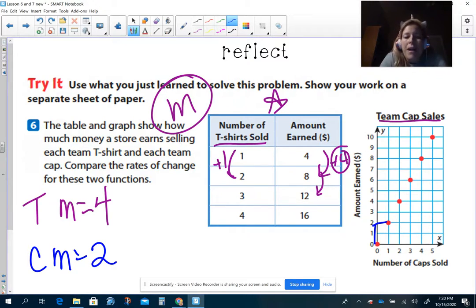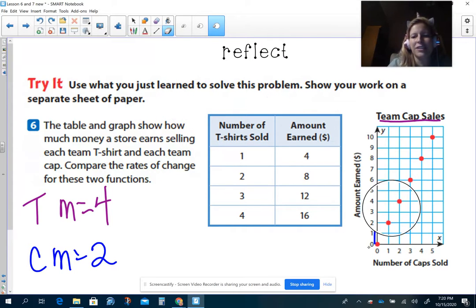So if I want to compare the rates, what are all the things we could say about these two rates? What could we say? Well, t-shirts is $4 each. Caps are $2 each. Who has the biggest rate? Who has the most? The t-shirts. The t-shirts cost more. Who has the least? The caps. That's all this is, okay? This is lesson 7. Welcome.